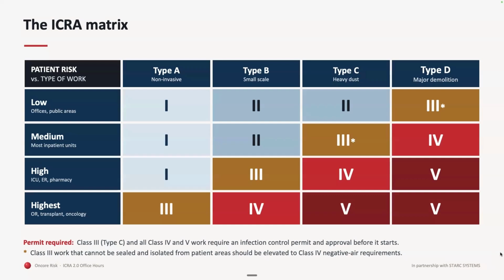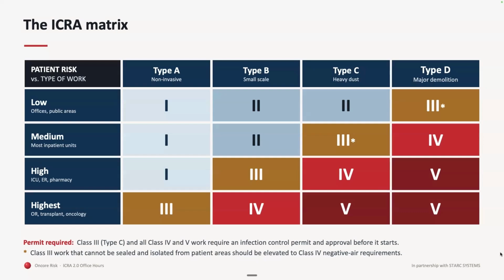When you get to C and D type work, which is more effort and hazard, even in medium and low risk areas, we want you to contain it. However, that asterisk says if you can't totally seal up the space and contain it from a patient care area, then you need to make it negatively pressurized and you need to contain it.